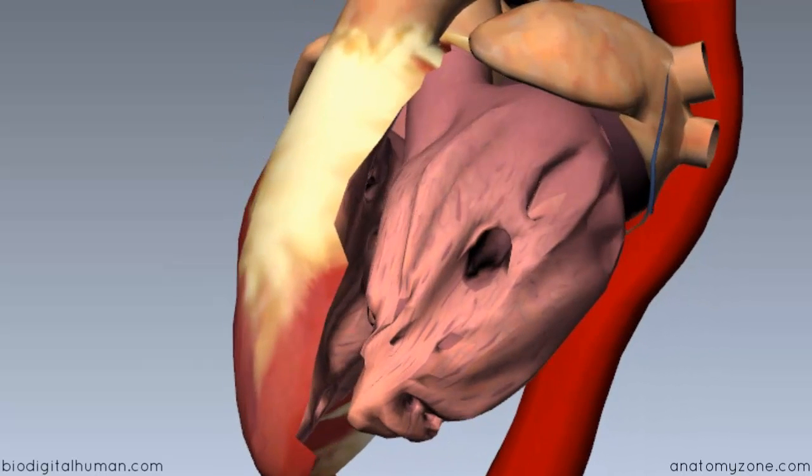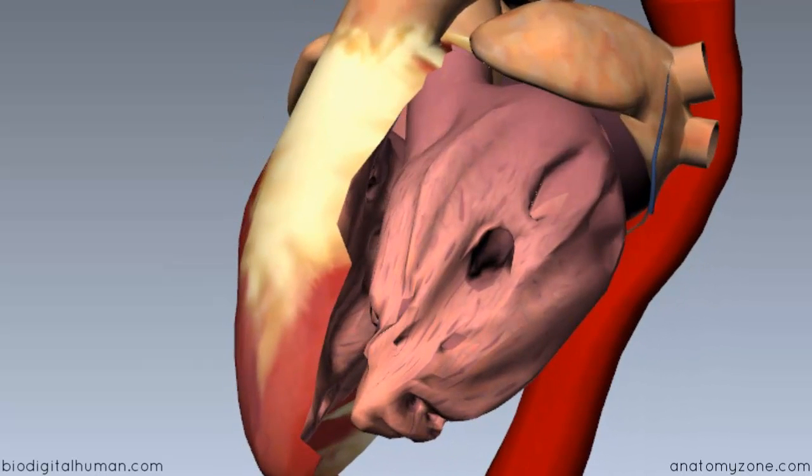So just rotating the model around again. Just to mention, the left ventricular wall is very thick. It's much thicker than the right ventricular wall, and the reason for this is that it has to pump blood to the entire body and to the head. So it's pumping against a much higher resistance than the right ventricle. So the right ventricle just pumps blood to the lungs, but the left ventricle needs a thicker myocardium so that it can pump blood to the whole body.